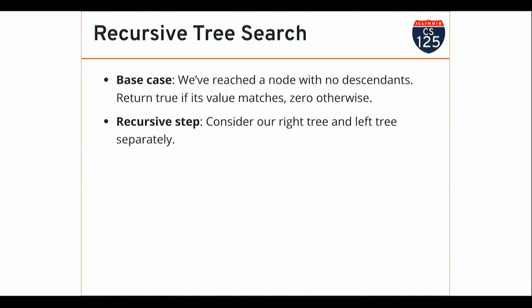Consider right and left subtree separately. I look at my right, I look at my left. If I don't have the value, and neither my right nor my left subtree contain the value, then the value doesn't exist in that part of the tree. If that part of the tree is the tree that I started with, if I'm the root, then the value doesn't exist in the entire tree.